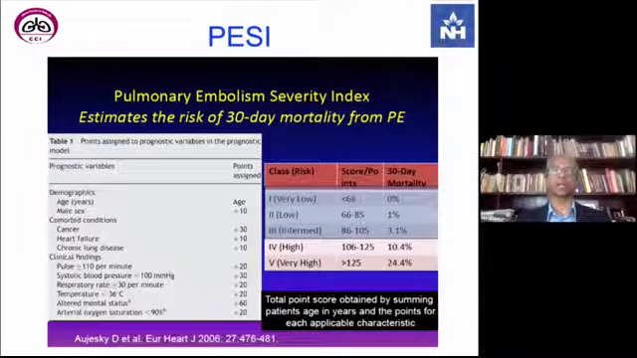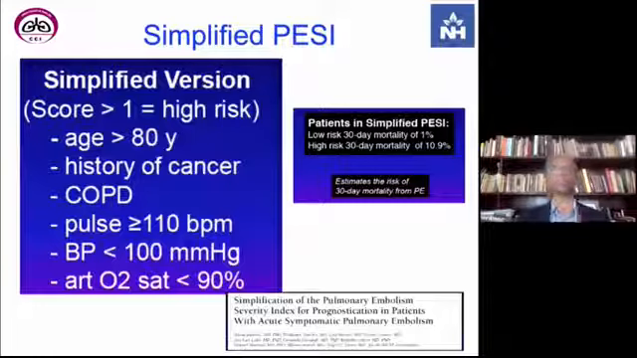for poorer outcomes, the comorbid conditions, and the clinical findings. And we use these days something called a simplified PESI, which is far easier to use than the old PESI, and shown to have practically the same yield as the old PESI. So every one of these features carries 1 point.